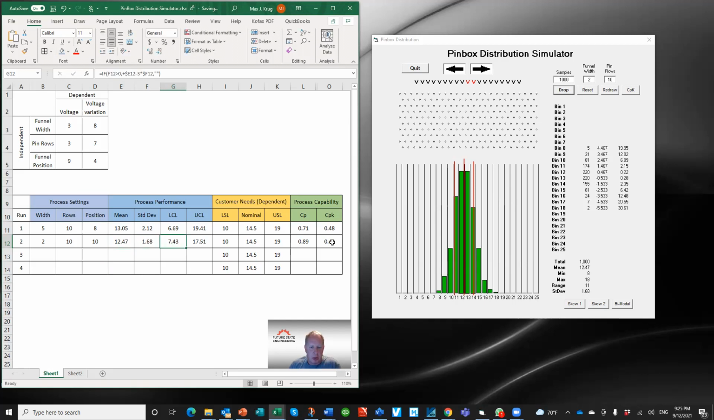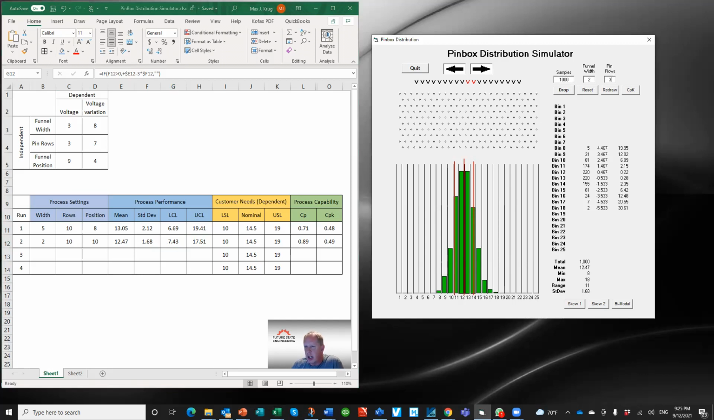So my capability improved slightly to 0.49, but I'm still not capable because my CP increased slightly from 0.71 to 0.89. So I still need to reduce the variability. So now I go back to my process characterization and said, oh, the next thing that affects the variability is the number of pin rows. So now I want to reduce the number of pin rows here and see what effect that has.